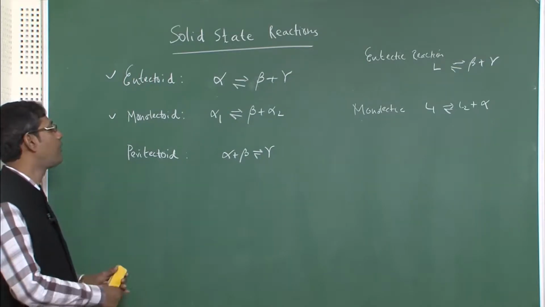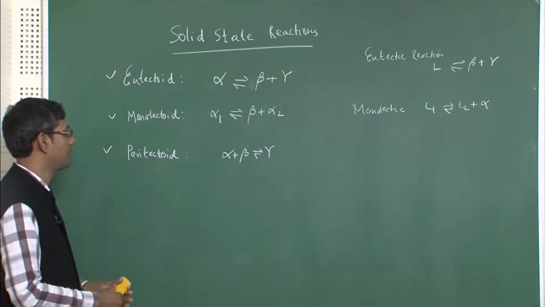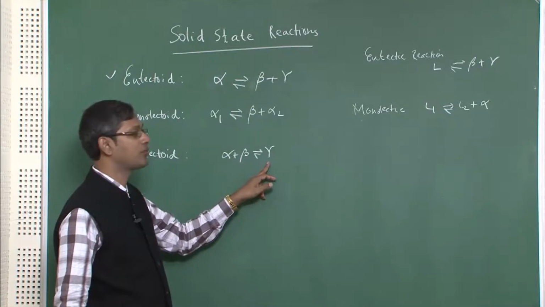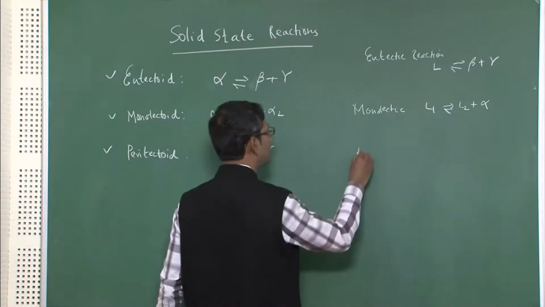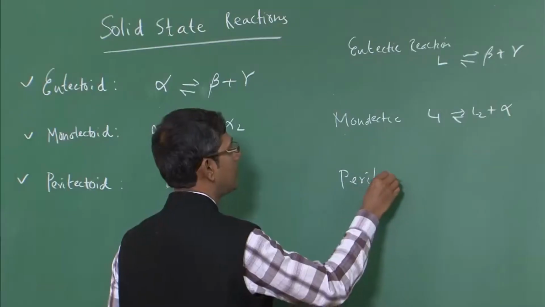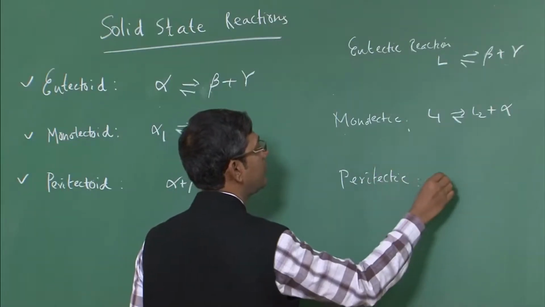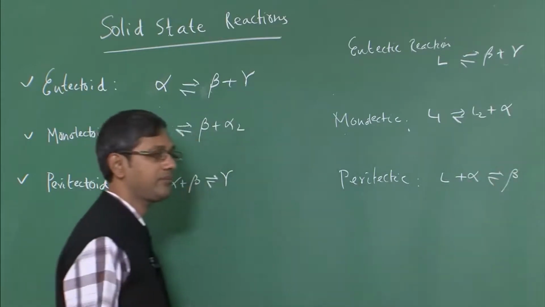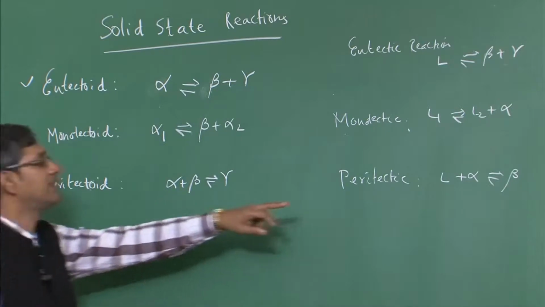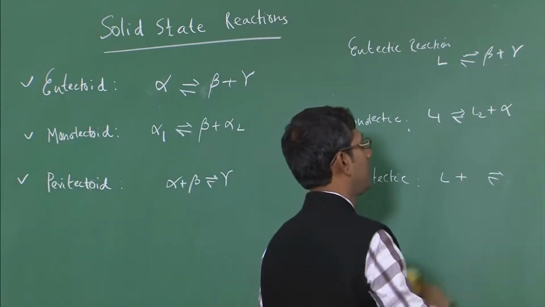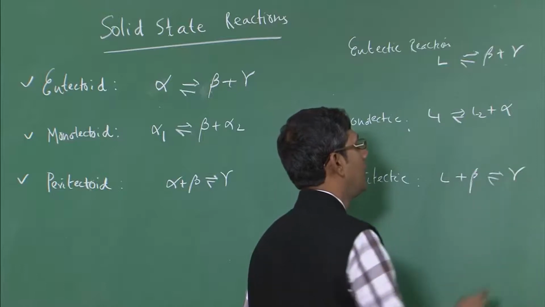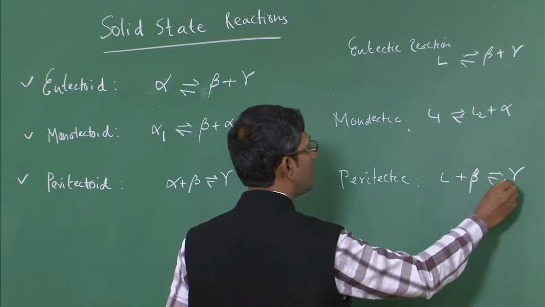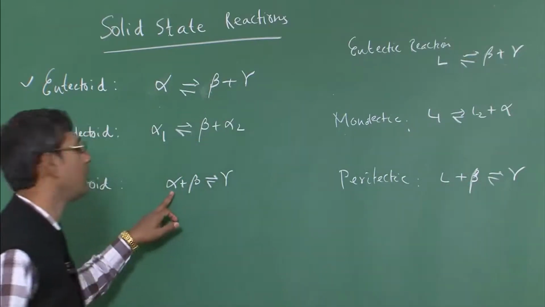The third reaction which is important for us to discuss is the peritectoid reaction. The peritectoid reaction is given by two solid phases reacting and forming another solid phase. We know the peritectic reaction in liquid: L plus alpha giving rise to solid phase beta. So we replace this L with alpha, because a solid state reaction will have all solid phases involved.